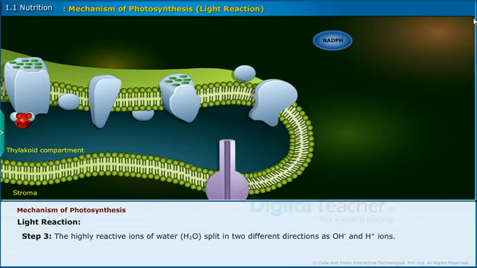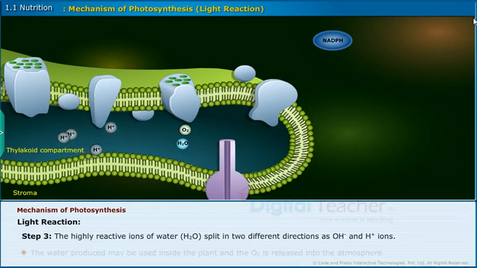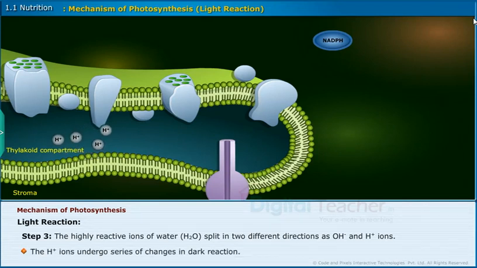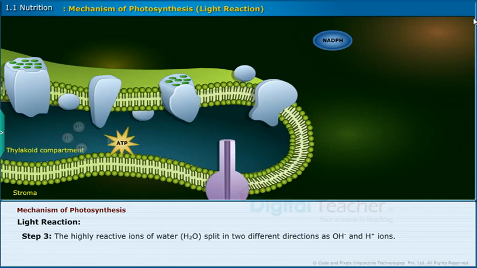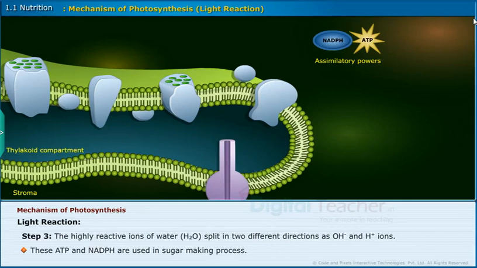Step 3. The highly reactive ions of water split in two different directions as hydroxyl and hydrogen ions. The hydroxyl ions through a series of steps produce water and oxygen. The water produced may be used inside the plant and the gas oxygen is released into the atmosphere. The hydrogen ions undergo a series of changes in dark reaction. Adenosine triphosphate (ATP) and nicotinamide adenine dinucleotide phosphate hydrogen (NADPH) are produced at the end of the light reaction. These are called assimilatory powers. These ATP and NADPH are used in the sugar making process.